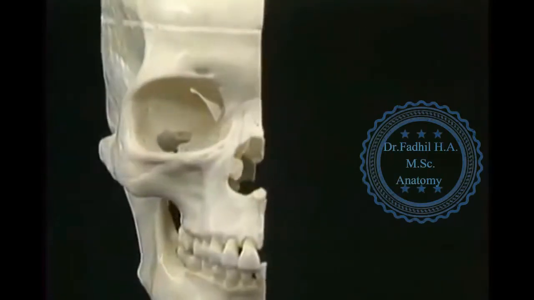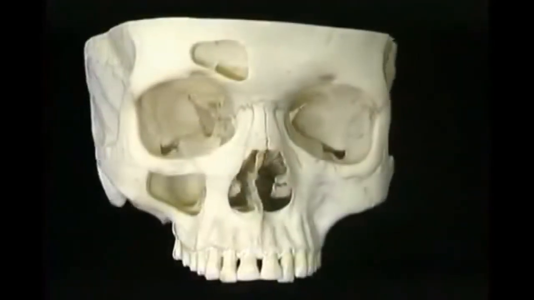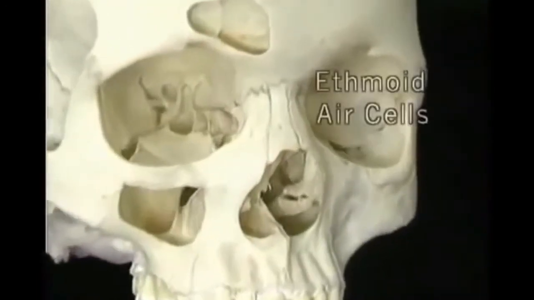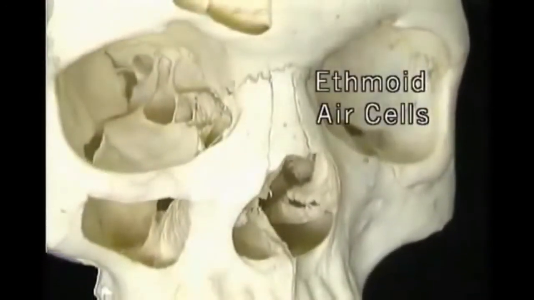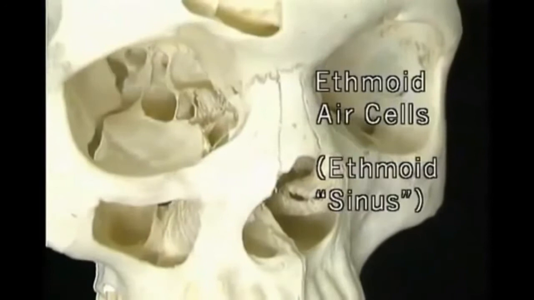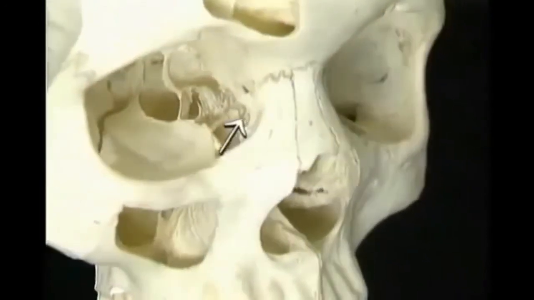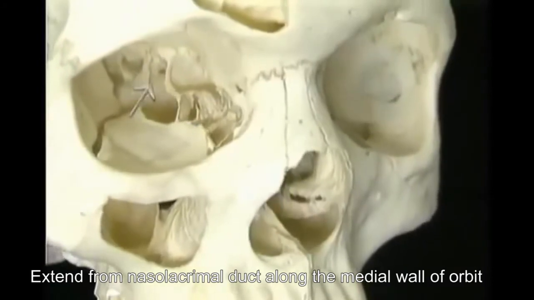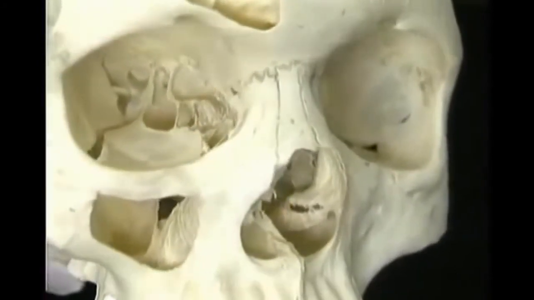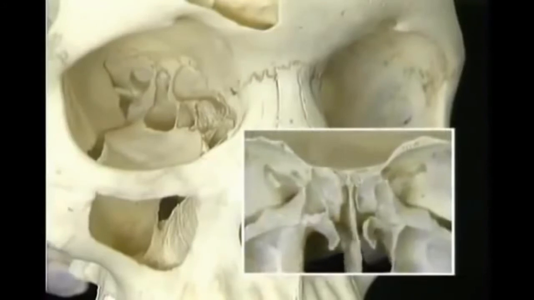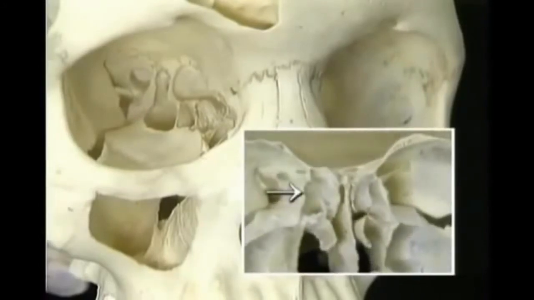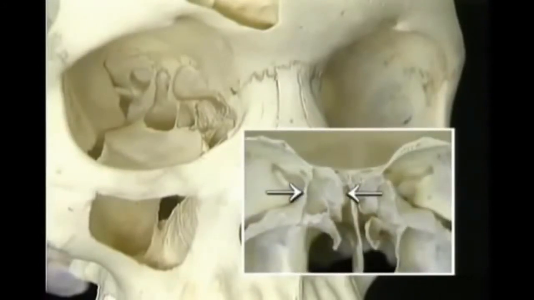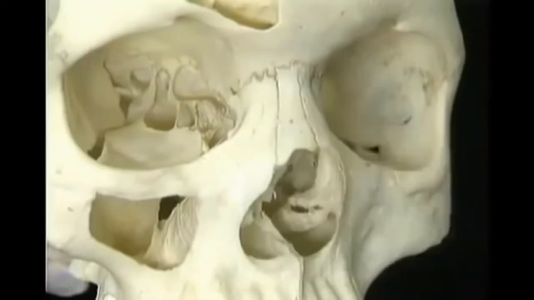Lastly, we'll come round to the front to look at the collection of small cavities that contain the ethmoid air cells, collectively referred to as the ethmoid sinus. These extend from just behind the nasolacrimal duct all the way back along the medial wall of the orbit. As we've seen already, the ethmoid air cells lie between the medial wall of the orbit and the lateral wall of the upper part of the nasal cavity.